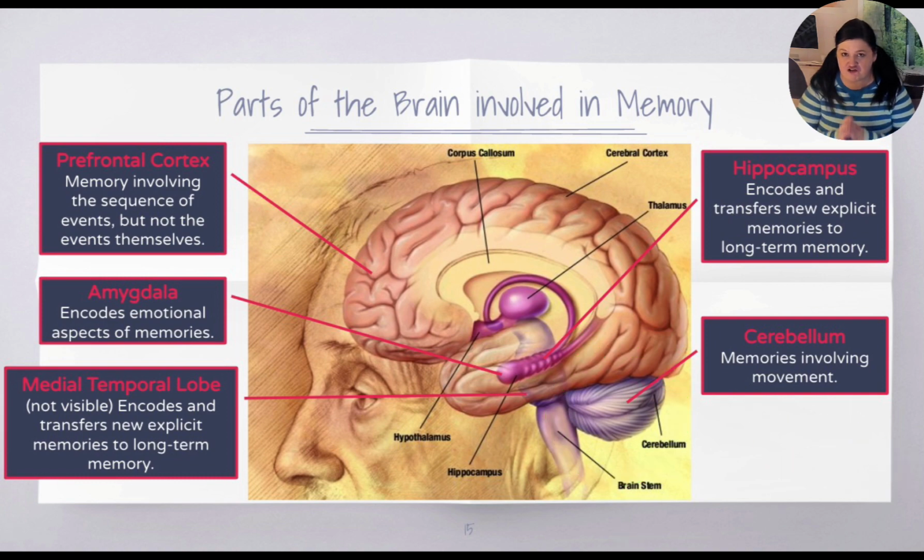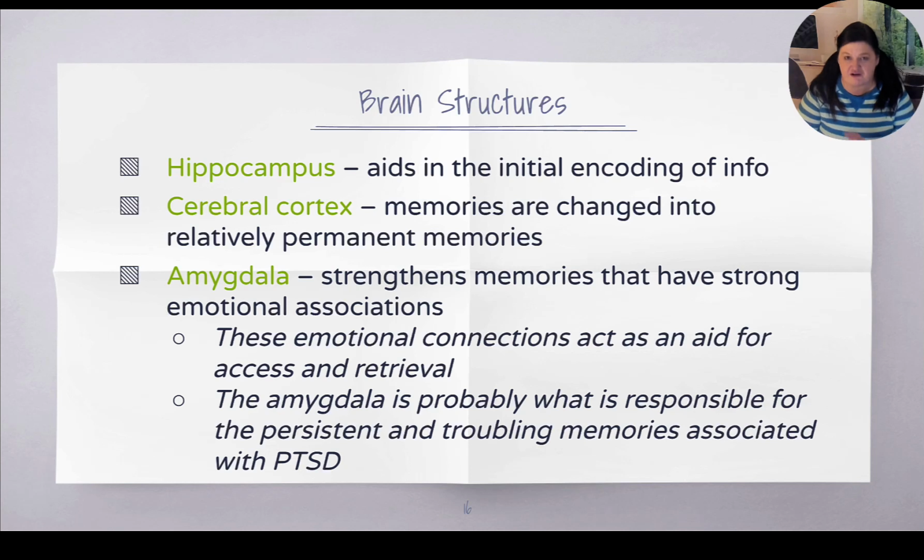So those are the major structures that we just talked about. Here is a kind of bullet list of them. The hippocampus is going to be the one that aids in the initial encoding of information. This is kind of the first stop for all memories. And then they get sent to their other places in order to be remembered in long-term memory.